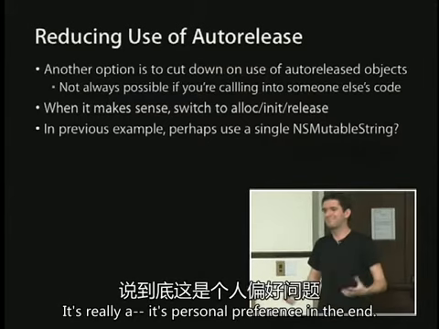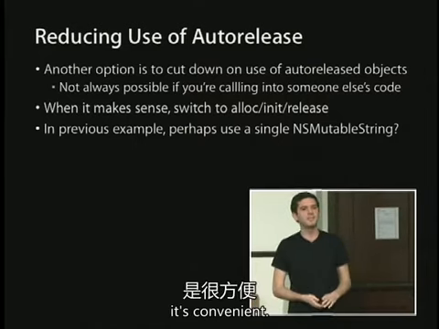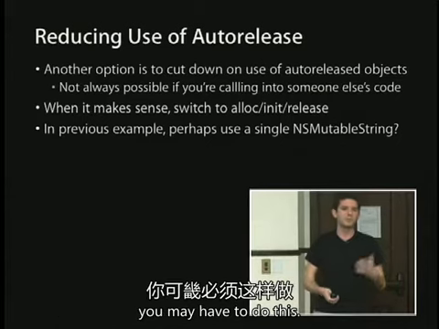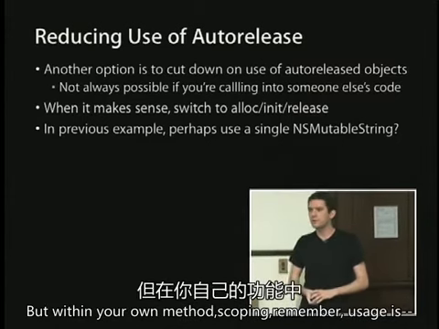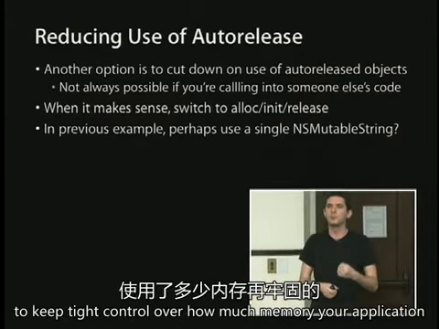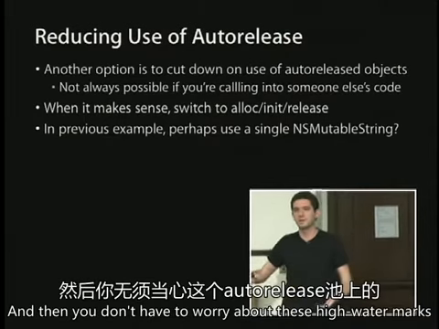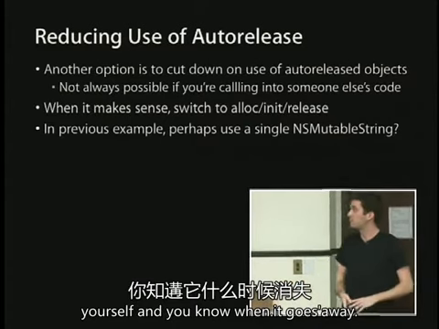It's really personal preference in the end. And the auto-released one, there's no doubt it's convenient. And in some cases, you really can't avoid it. If you need to return an object to someone else, you may have to do this. But within your own method, scoping your memory usage is a pretty good idea, especially on the embedded device where you really want to keep tight control over how much memory your application is using. And then you don't have to worry about these high watermarks on auto-release pools because you're managing the memory yourself and you know when it goes away.